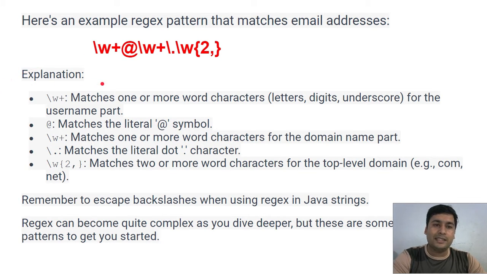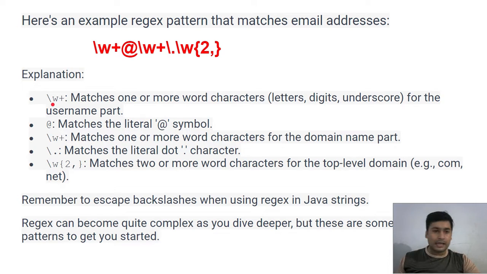The explanation is, I am also not able to write expressions like this every time, because if you write each one by one, it will take some time for beginners. But if you get experience and clarity, then you can easily write any validations or patterns within seconds. For example, \w+ matches one or more word characters, letters, digits, underscore, for the username part.